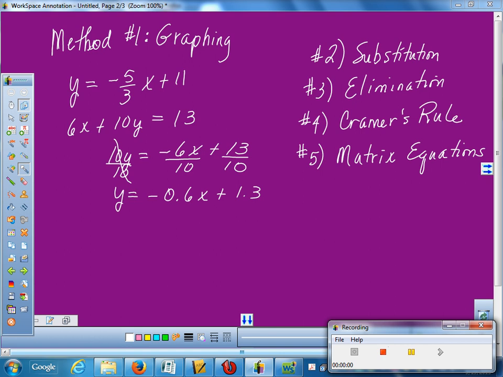It's gone. Okay. Cramer's rule is going to involve something called a determinant, which is sort of like a matrix but easier. And then, of course, number 5 actually solves them with matrices. So that one will be a couple days down the road. There's your 5 methods.